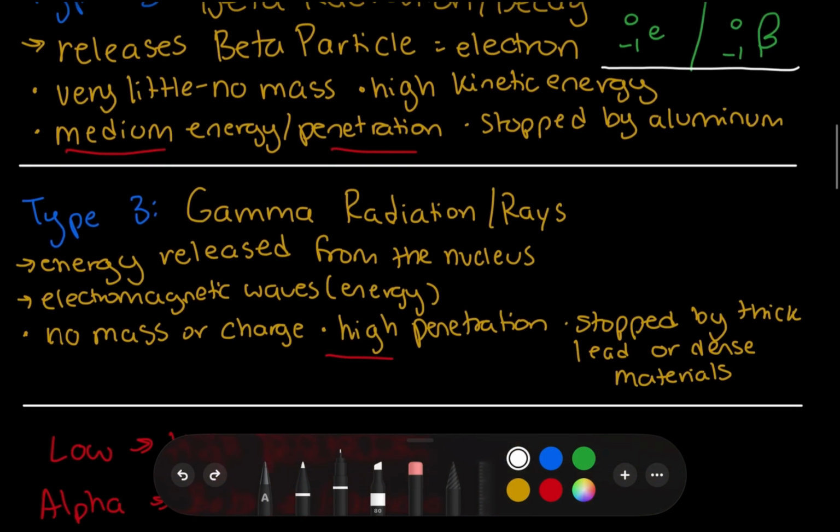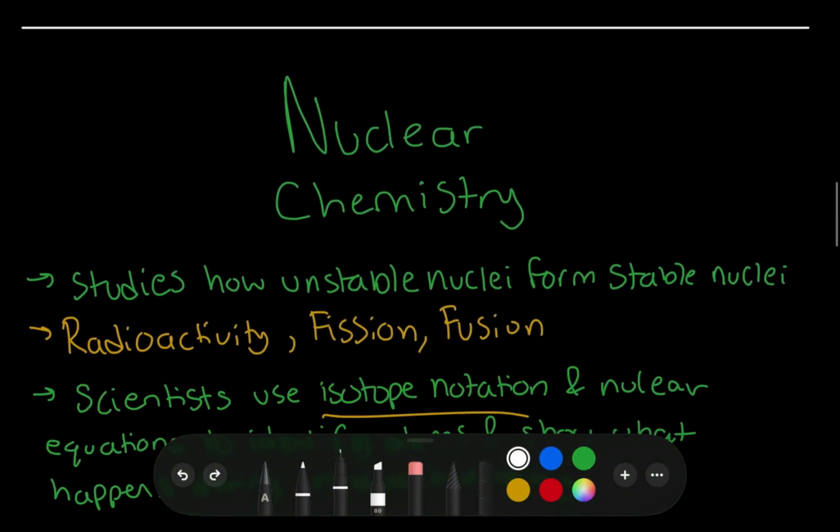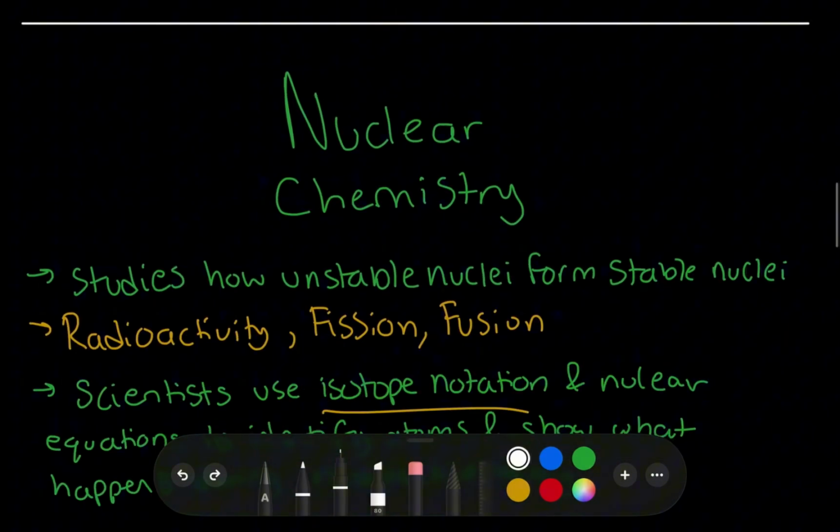Type 3 is gamma radiation or rays. Now, this type of radiation is energy released from the nucleus, so it's electromagnetic waves. It has no mass or charge, and it has a high penetration, so it can be stopped by thick lead or dense materials, so it can pass through most materials. So, if you want to go from least to most penetration or energy, it would be from alpha, beta to gamma. Now, these three are essential for the basics of nuclear chemistry.